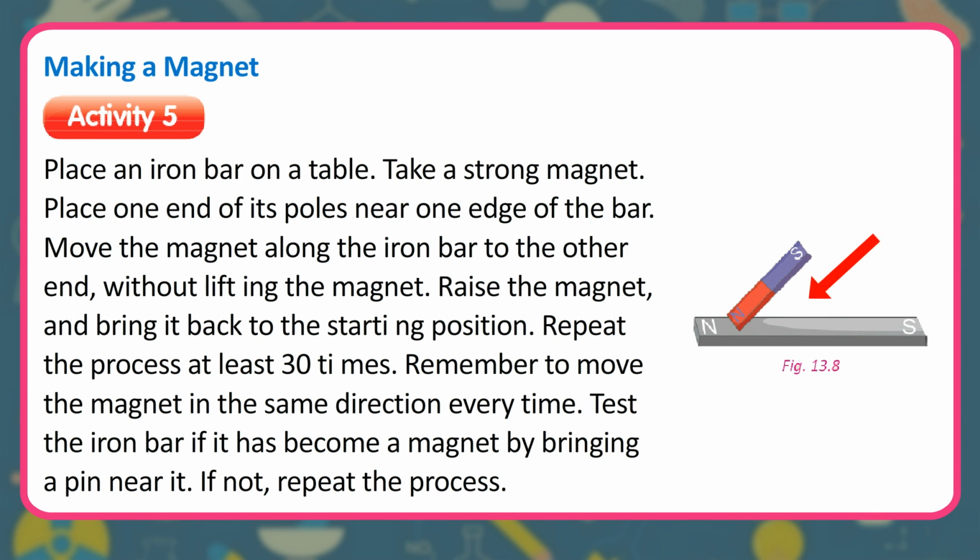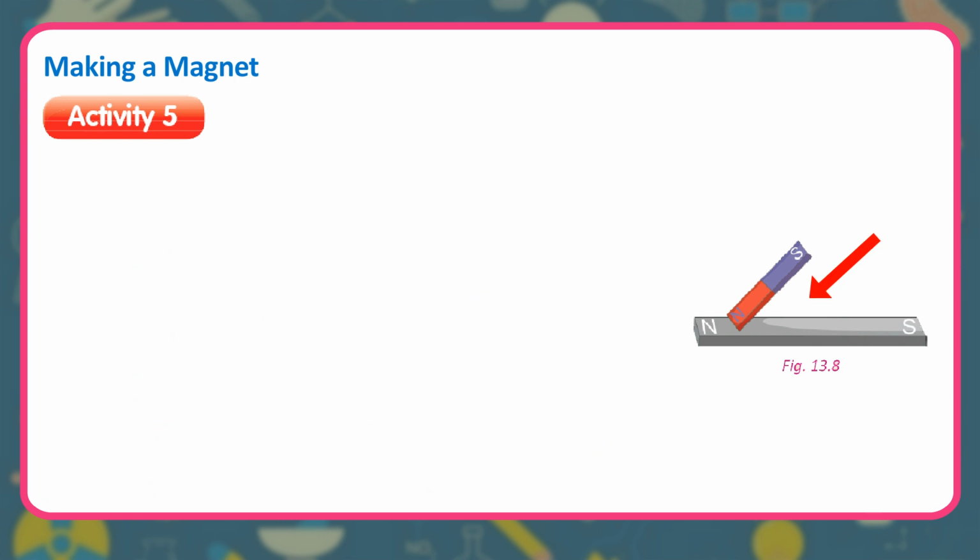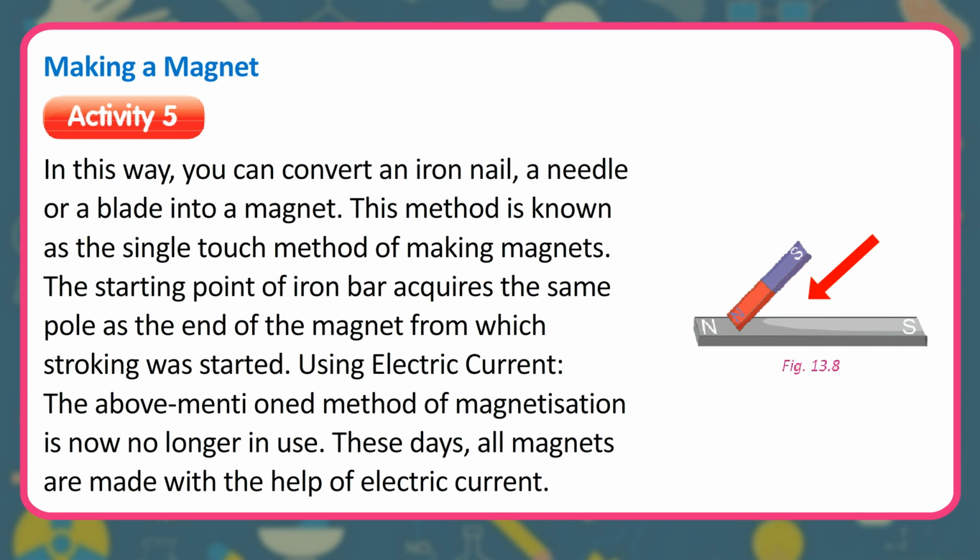Test the iron bar to see if it has become a magnet by bringing a pin near it. If not, repeat the process. In this way, you can convert an iron nail, a needle or a blade into a magnet. This method is known as the single-touch method of making magnets.